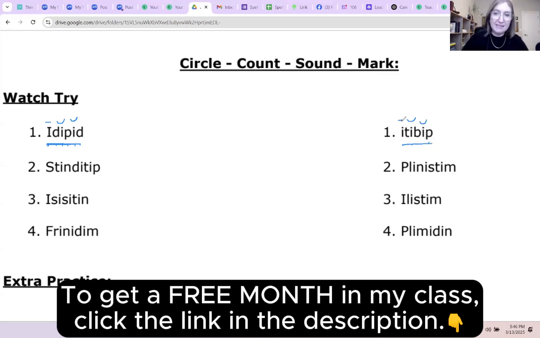Okay, this I says I because there's a vowel 1 or 2 doors away. This I says I because it's in the middle syllable. This I says I because there's not a vowel 1 or 2 doors away. So the sounds are I, T, I, B, I, P. Ite, Itib, Itibip.